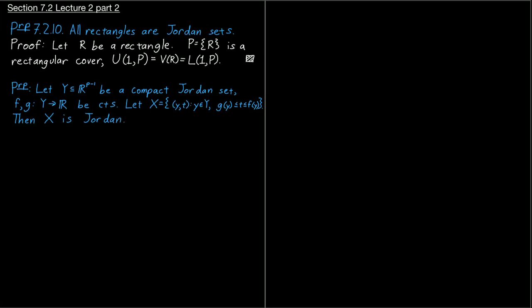And here is a picture of what's going on. So if our region Y is a Jordan set, for example, if it's an interval in R^1 or a rectangle in R^2, and then we've got our function g and our function f, then our set X is this entire thing. Let us prove this.